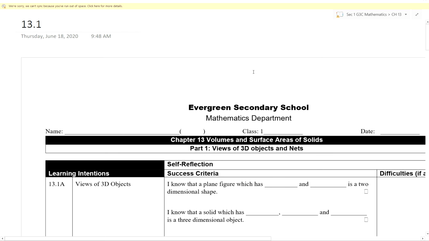In this video, we will cover Chapter 13, Part 1, Views on 3D Objects and Nets.